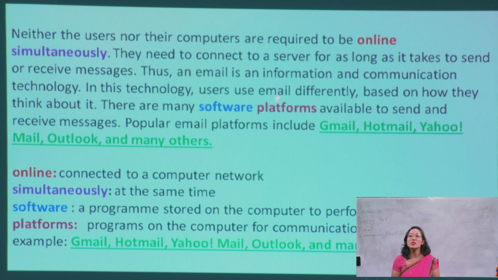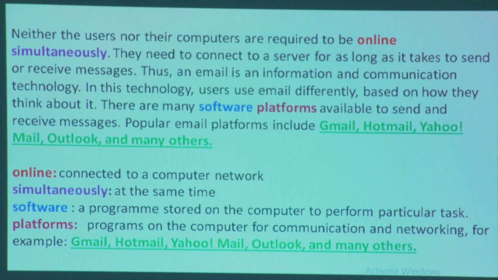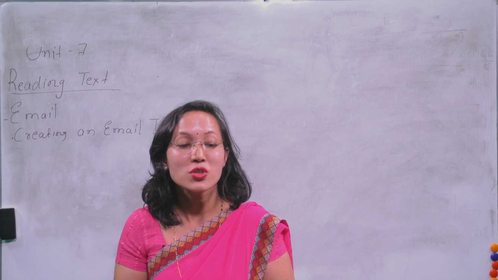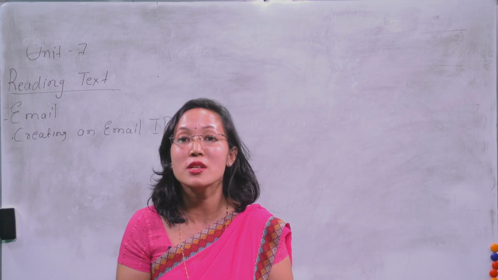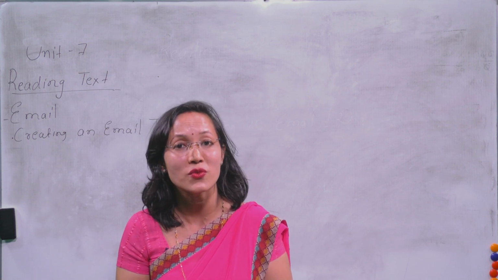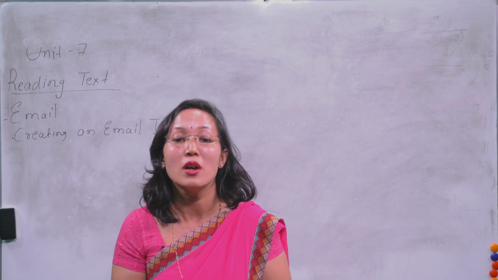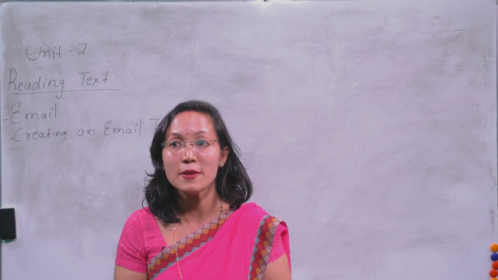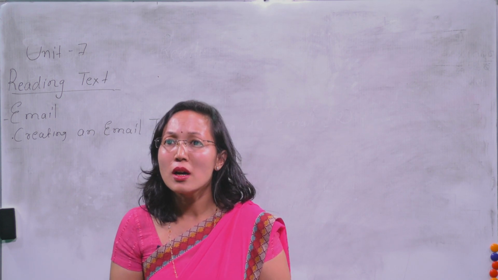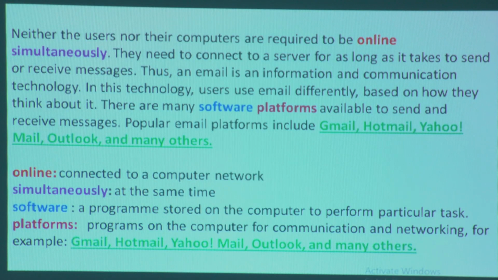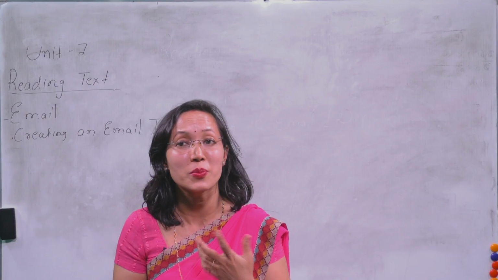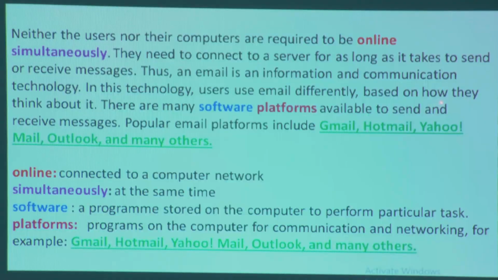In this technology, users use emails differently based on how they think about it. Users means senders or receivers, and they use emails differently. For example, friends use emails for sending messages and photos. Journalists use emails for sending news and writing business letters. Is that clear? Business people use emails for business purposes. So it is based on how they think about it, or how they need it.